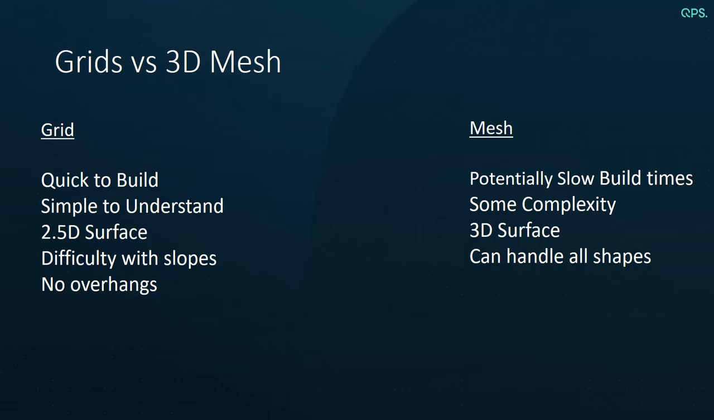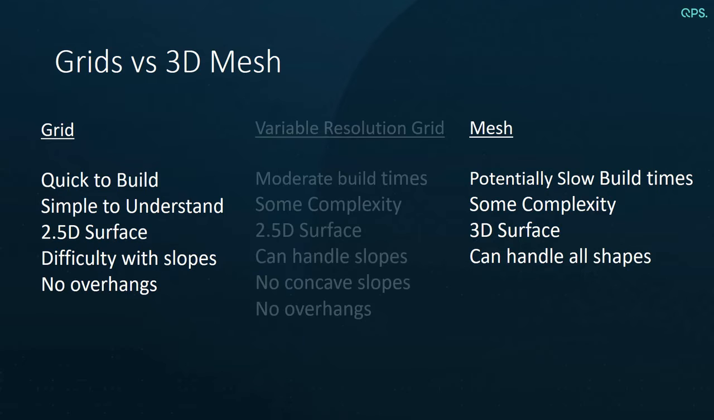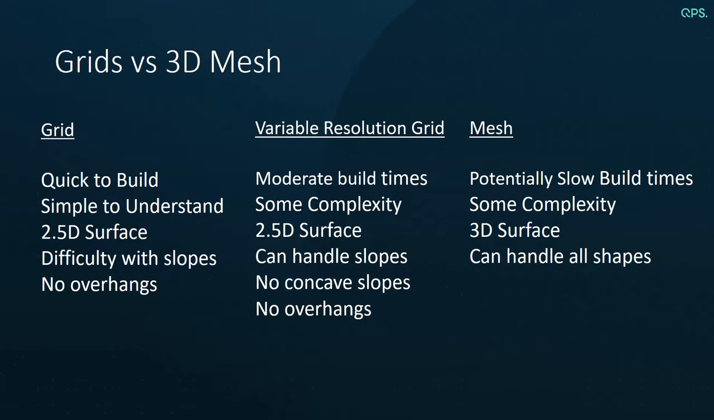Comparing that to a mesh, the build times can potentially be slower as you increase resolution. Also, the concept can be a bit more complex in terms of how the shape reconstruction algorithms work. But the benefit is really the ability to handle true 3D surfaces of all shapes and structures. Now, kind of in between, bridging some of the benefits of both, we have variable resolution grids. These can address some of the limitations of a standard grid, but ultimately are still limited to being a 2.5D surface and still cannot accurately represent certain shapes, such as concave slopes and overhangs.